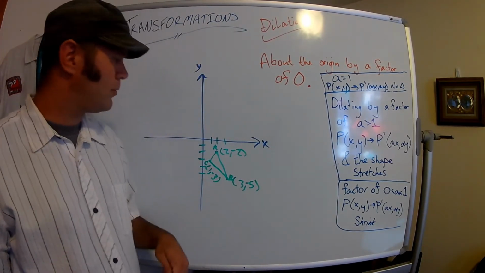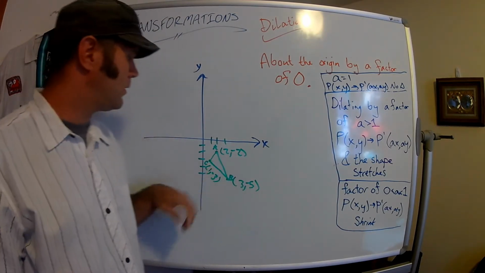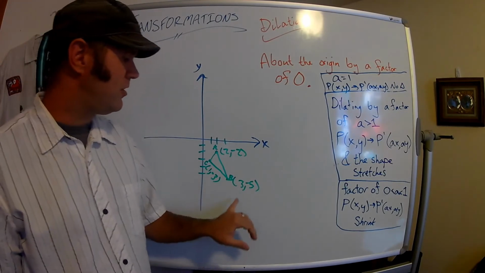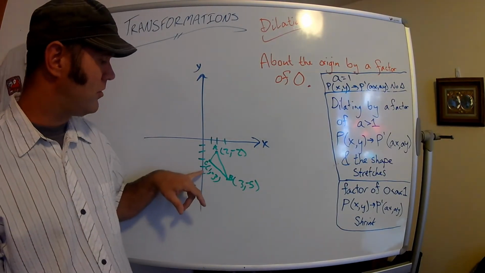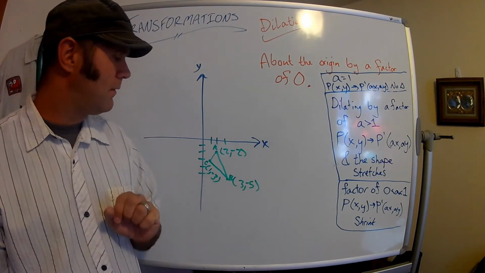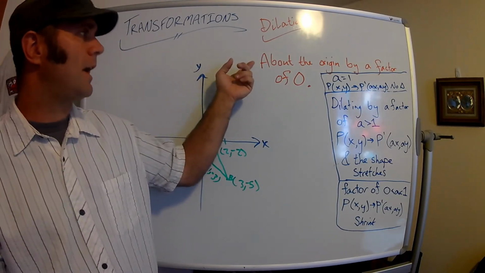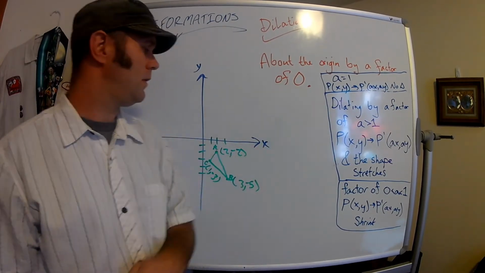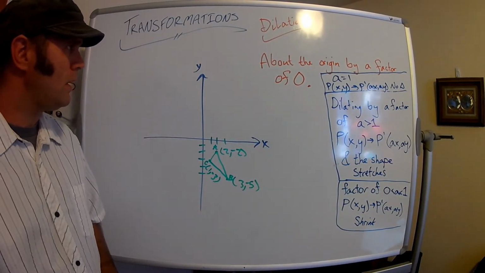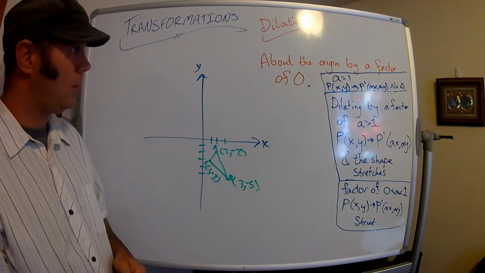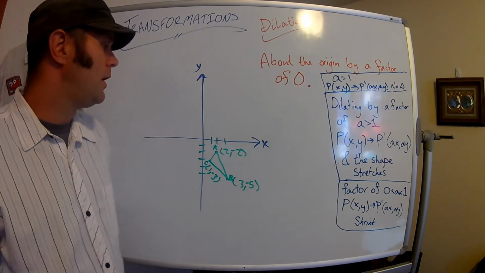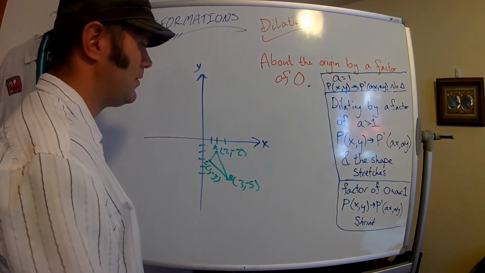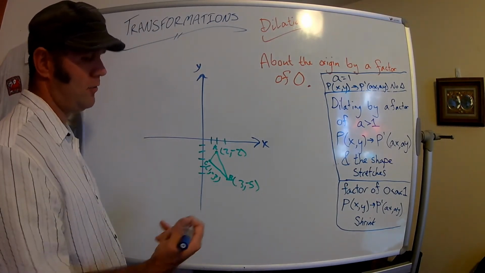Alright, so here's our next problem. We have point A, which is at (2, -2), point B, which is at (3, -5), and C, which is at (1, -3). We are dilating about the origin by a factor of 0. And so you say, well, maybe this isn't possible. Some people will say yeah, it's possible, and others will say it's not. I say, let's go ahead and try it.